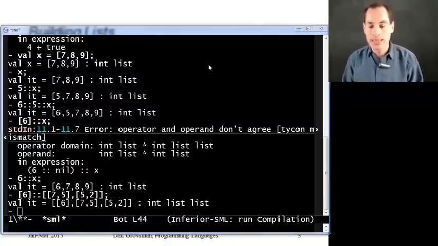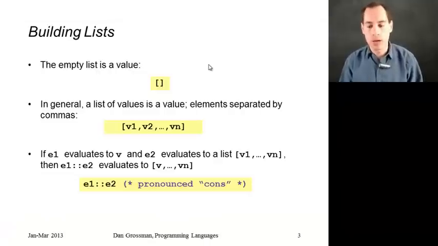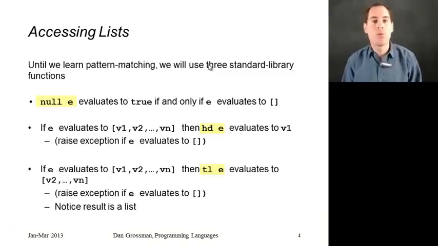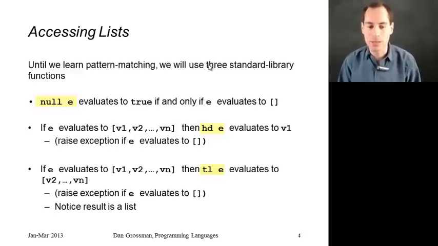All right. So that's how to build lists. Now how about using them? Well, we need a way to access the pieces, and we need to know a way to find out if our list is empty or not, because if you try to access the pieces of an empty list, you get a runtime error. So let's do that test first.